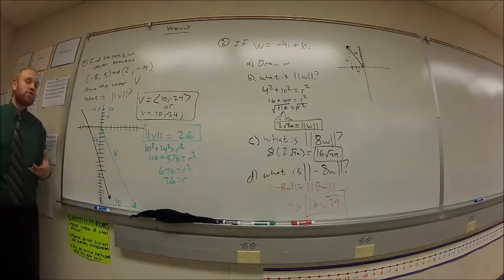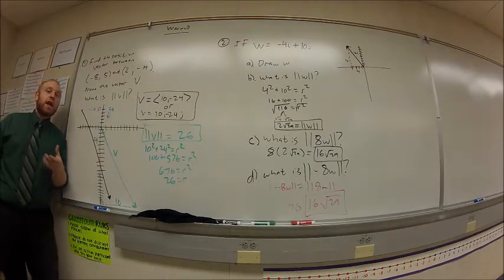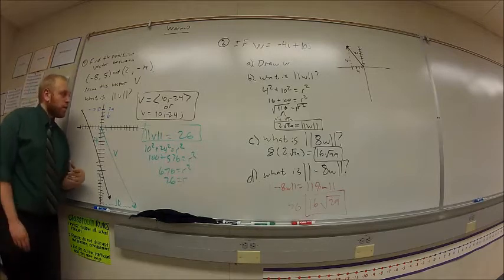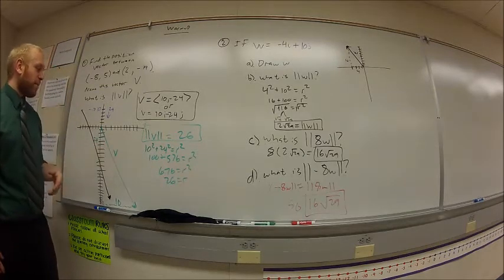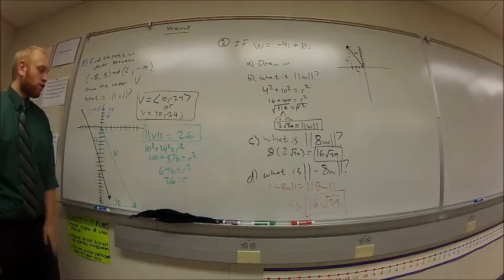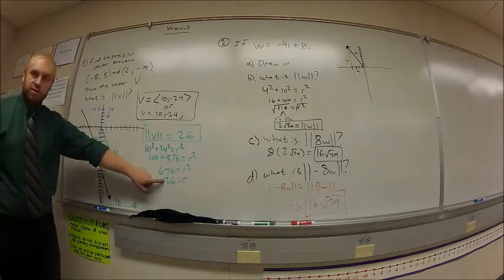Now I wanted you to draw it just to re-emphasize the fact that a position vector has to start at the origin. Now for the magnitude, just use the Pythagorean theorem. 10 squared plus 24 squared equals r squared. Solve for r, you will get 26.